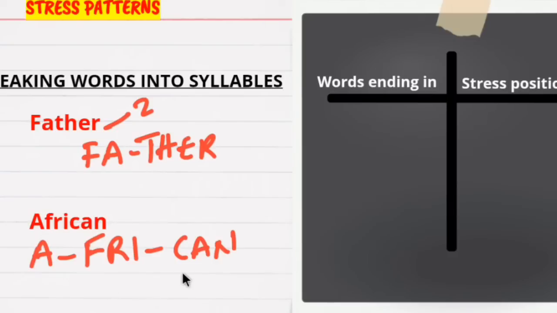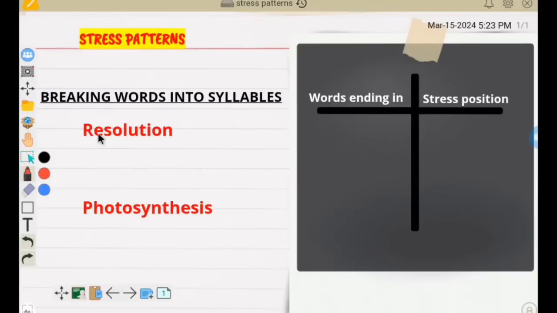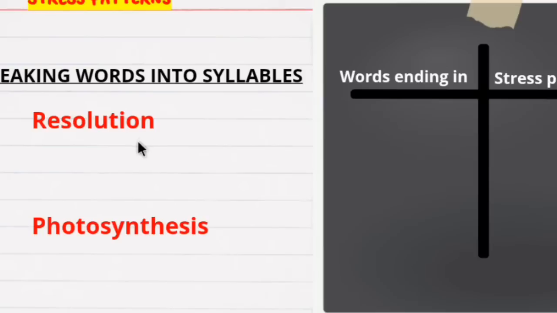Now let's look at some other words that might be a little complex. So we have 2 words here, resolution and photosynthesis. Let's count the number of syllables for the first one. So you have resolution. If you use our heartbeat method, place your right hand on your chest and you pronounce resolution. You see that your heart will beat back 4 times. So the number of syllables in resolution is 4.